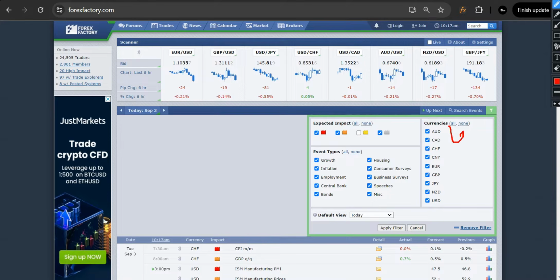Then we have categories of asset class. This has to do with the currencies you are interested in. For me, I want to see all of this. Then next up we have the news types as well. So you want to check all of it, they are very important as well. So once you've done this, now let's break down and understand the information this carries.